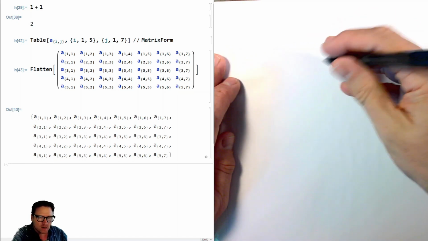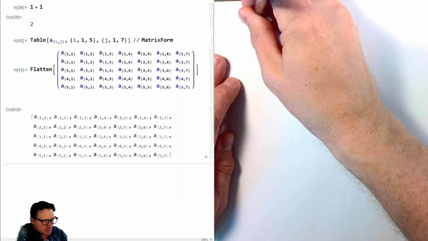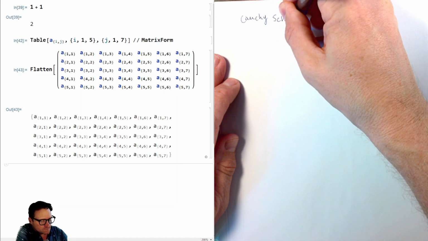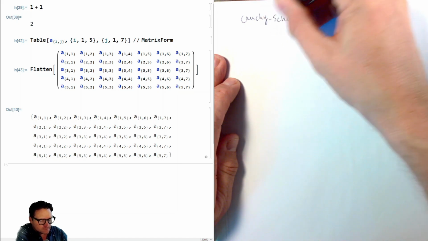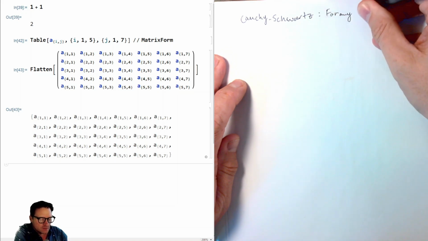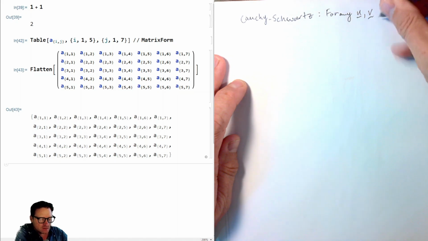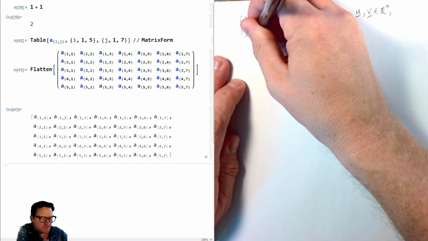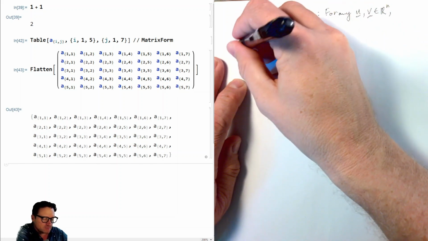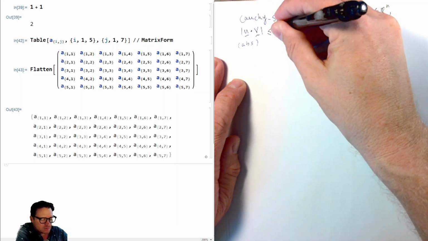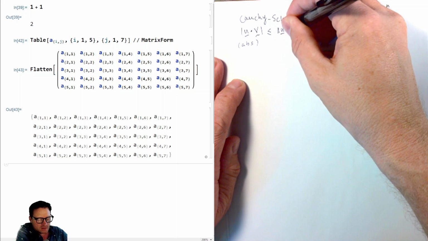Okay, so now let's investigate why the Cauchy-Schwarz inequality should hold true. And remember that says for any vectors u and v in n space, that the absolute value of u dot v, so this is absolute value, is less than or equal to the product of the norms of u and v.